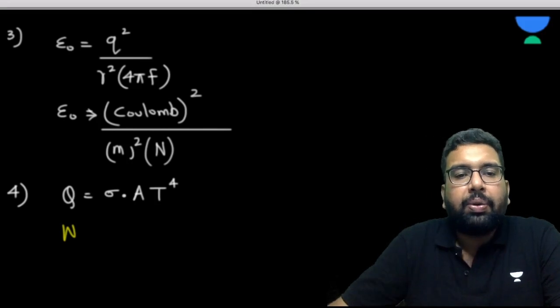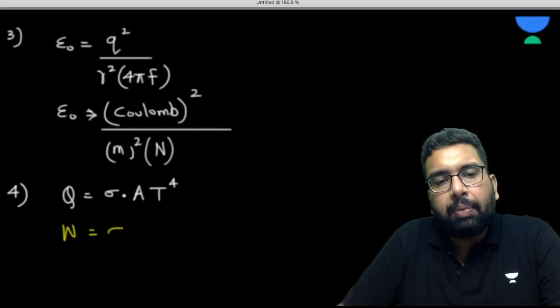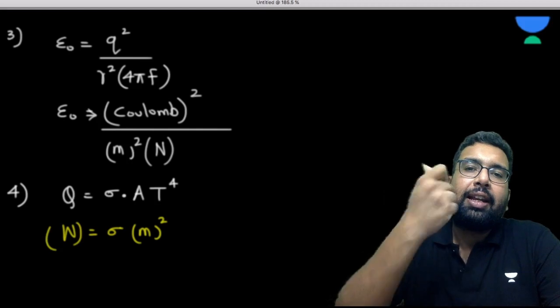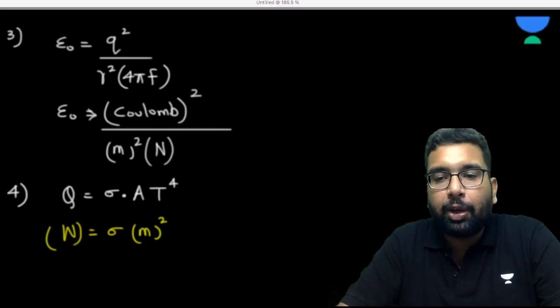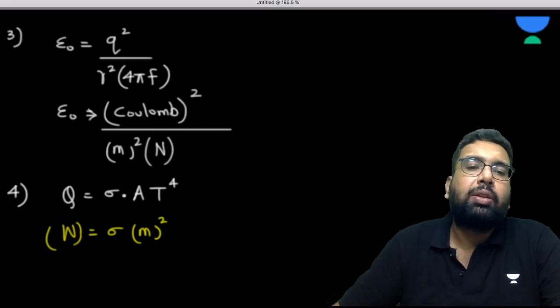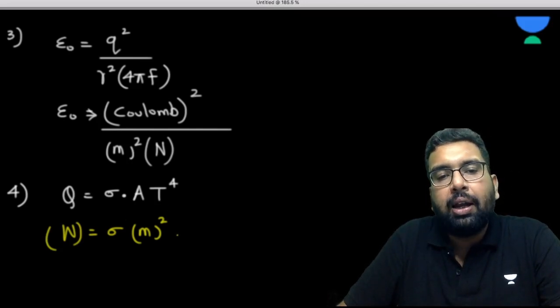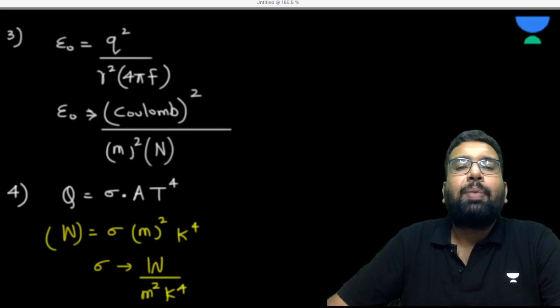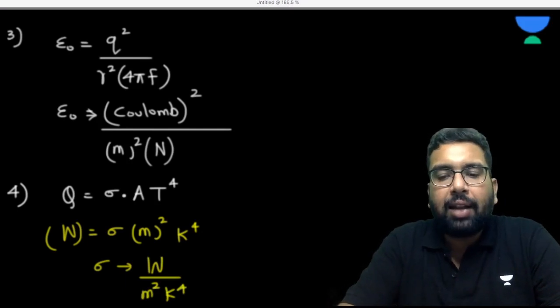So right away what we can do, this is watt, this is sigma, what is the unit? I'm just writing the units. We can answer in a snap, otherwise we would follow the whole conventional way, which takes a lot of time. So this is watt, sigma, meter square, and for temperature it is Kelvin to the power 4. So what is the unit of this Stefan-Boltzmann constant? It is going to be watt per meter square Kelvin to the power 4.